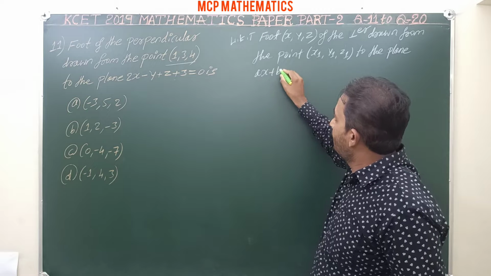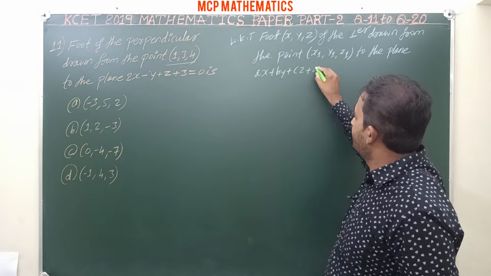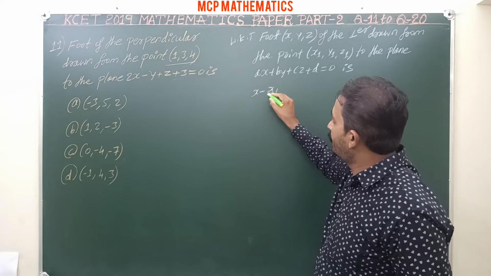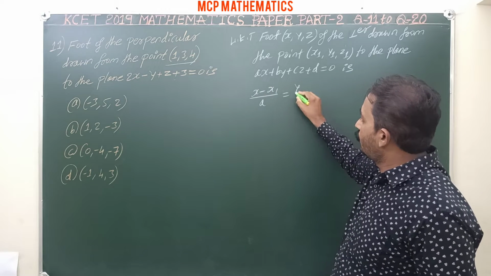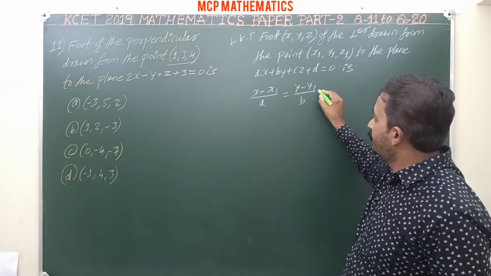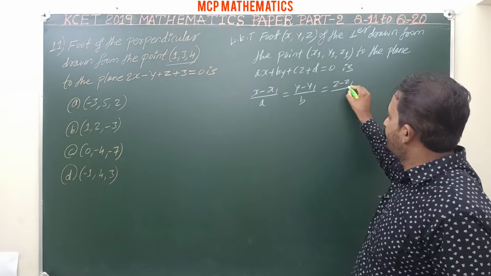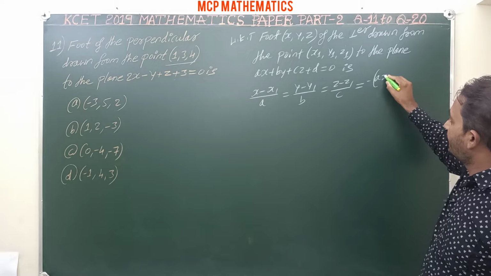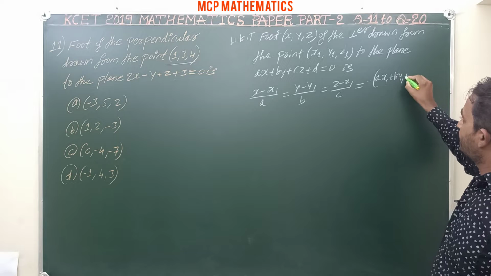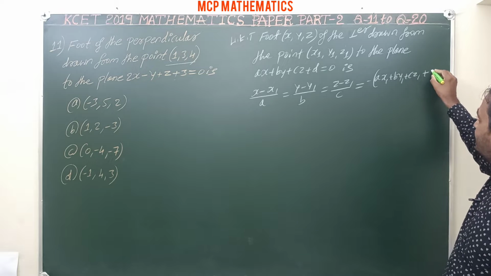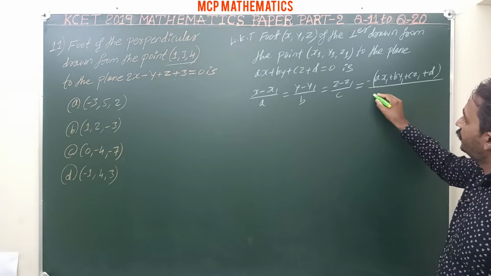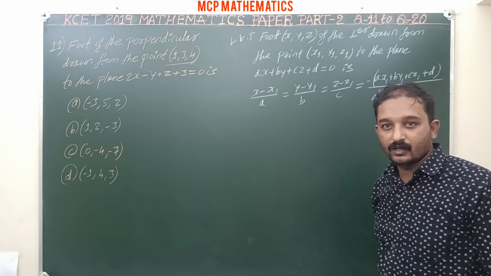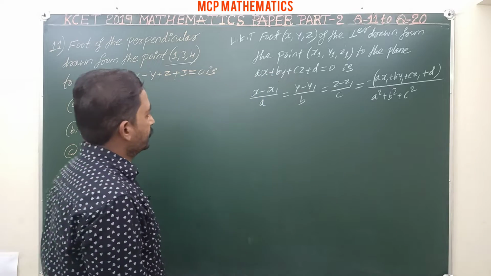For the general plane ax plus by plus cz plus d is equal to 0, the formula is (x minus x1) divided by a equal to (y minus y1) divided by b equal to (z minus z1) divided by c is equal to minus of (a x1 plus b y1 plus c z1 plus d) divided by (a square plus b square plus c square). Using this formula, we have to find out the required point in this case.